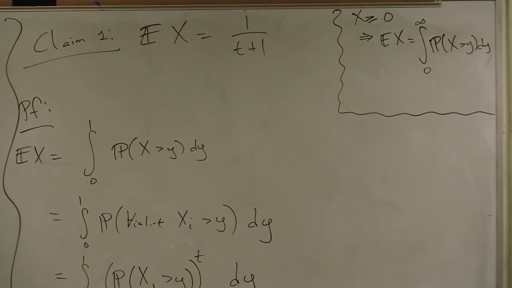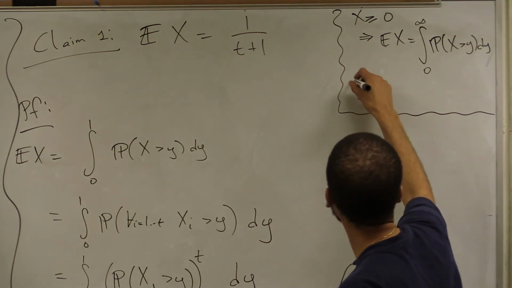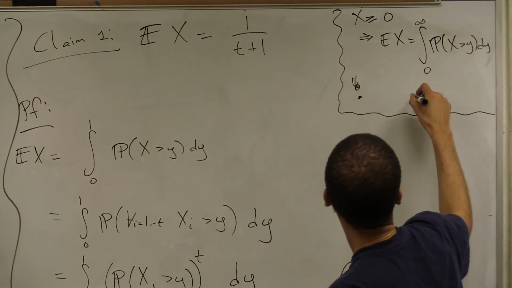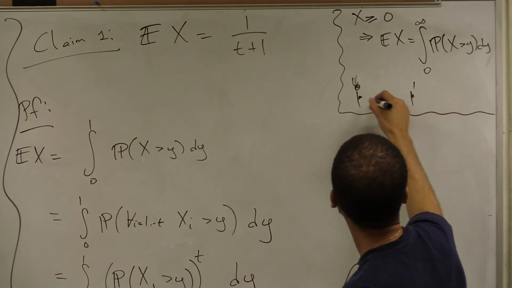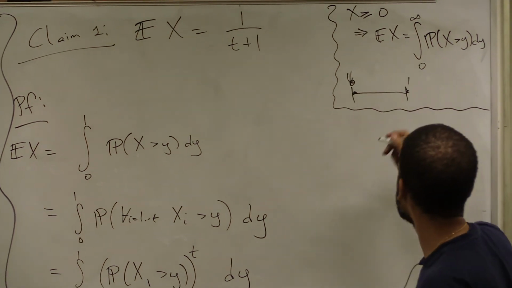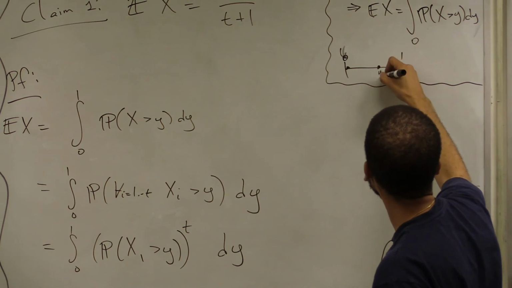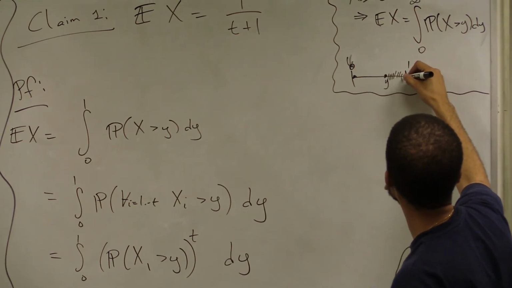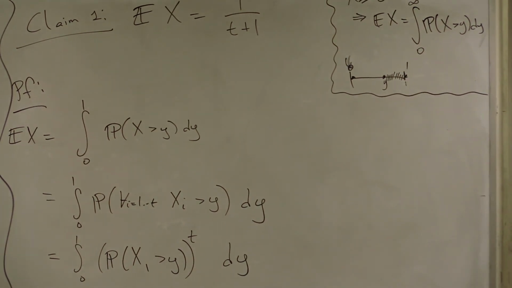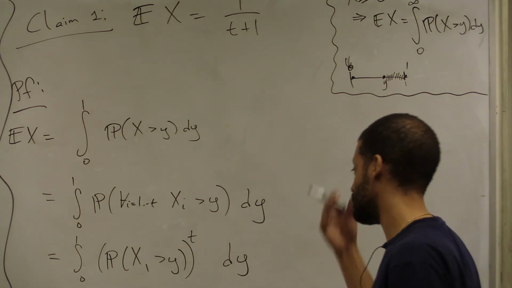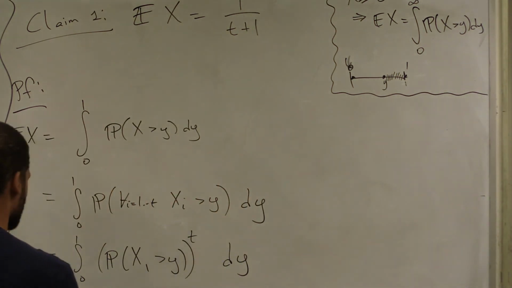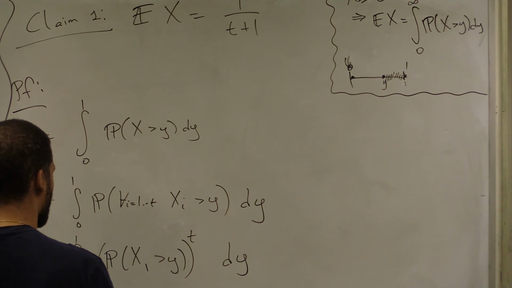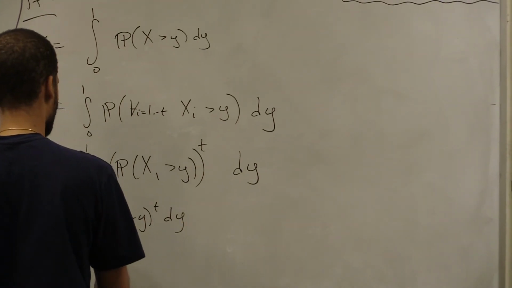You have a continuous random variable between 0 and 1. What's the probability that it's bigger than y? 1 minus y, right? Here you have 0. Here you have 1. You have this continuous random variable between 0 and 1. There's y. What's the probability that it's in the shaded region, namely that it's bigger than y? It's exactly 1 minus y, the length of the shaded region. Okay? So this is equal to the integral of (1 minus y) to the t dy from 0 to 1.